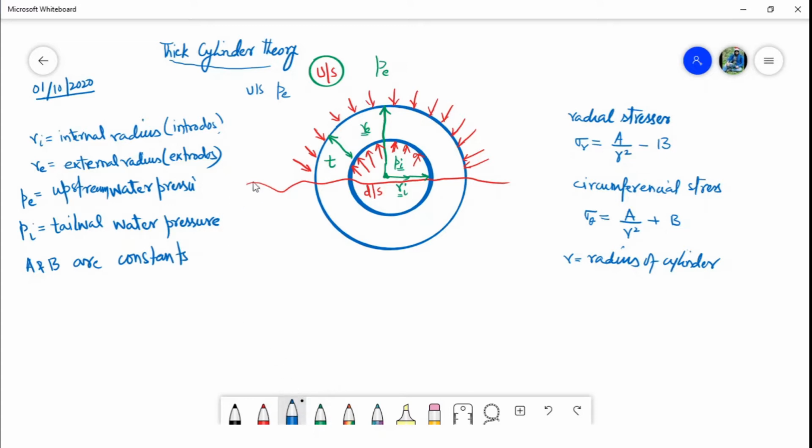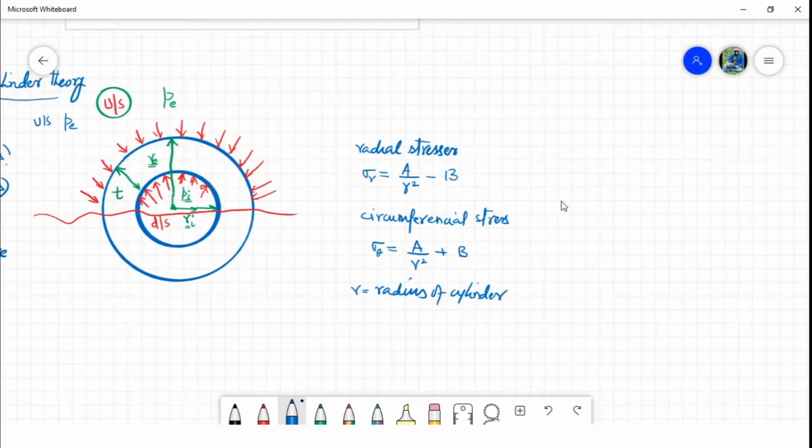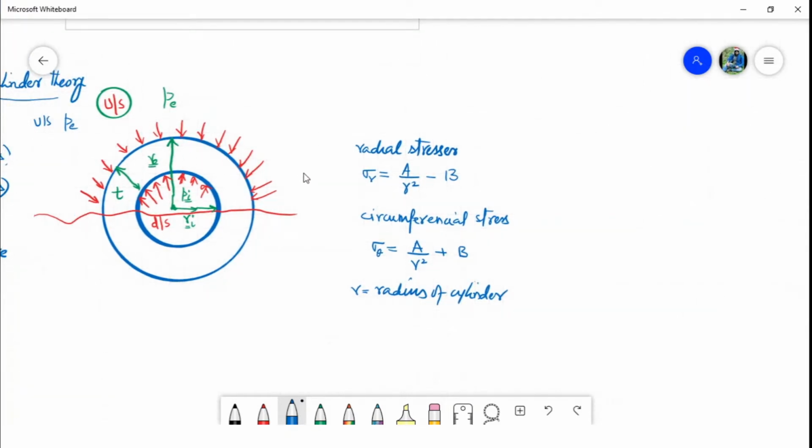So suppose the radial stress of a thick cylinder is given by A by R square minus B, and the circumferential stress is given by A by R square plus B, where R is the radius of the cylinder, and A and B are constants. In order to determine the values of these two constants A and B, we have to consider the boundary conditions.